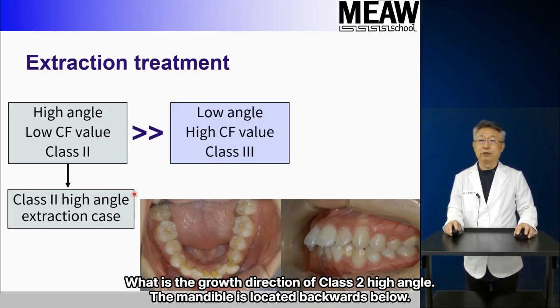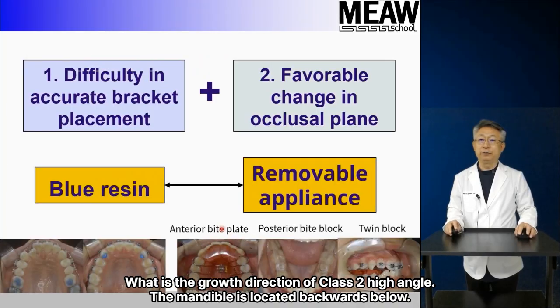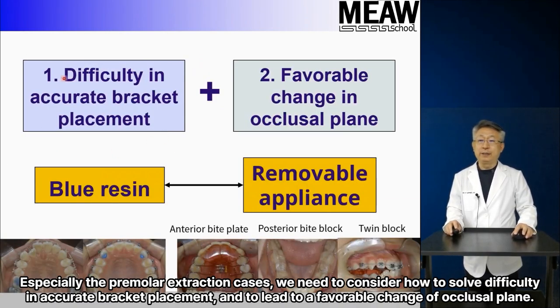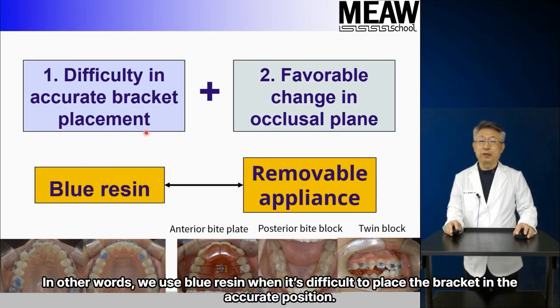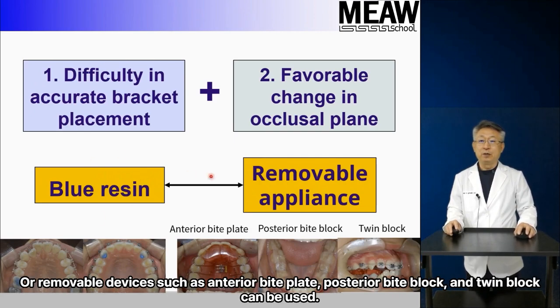What is the growth direction of Class 2 high-angle? The mandible is located backwards and below. Especially in the premolar extraction cases, we need to consider how to solve the difficulty in accurate bracket placement and to lead to a favorable change of occlusal plane. In other words, we use blue resin when it's difficult to place the bracket in the accurate position, or removable devices such as anterior bite plate, posterior bite block, and twin block can be used.